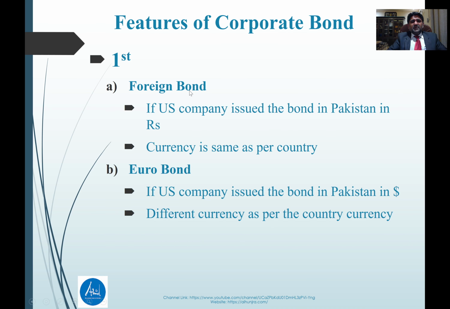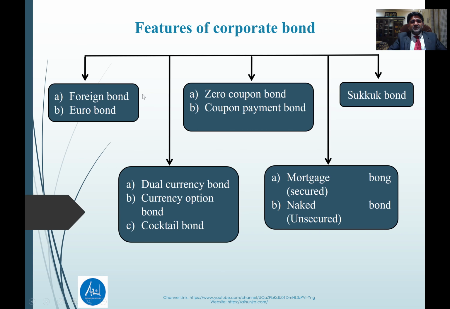In the first step, there is foreign bond and euro bond. In the second step, there are 3 components: dual currency bond, currency option bond, cocktail bond. Then the third characteristic is related to coupon: zero coupon or coupon payment bond. Fourth is secured or unsecured. Secured is mortgage and unsecured is NAC. The fifth is Islamic bond, meaning sukuk bonds. We will discuss in the next slide.